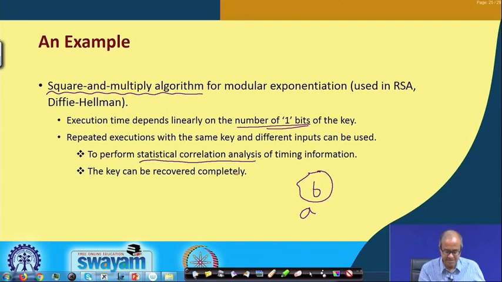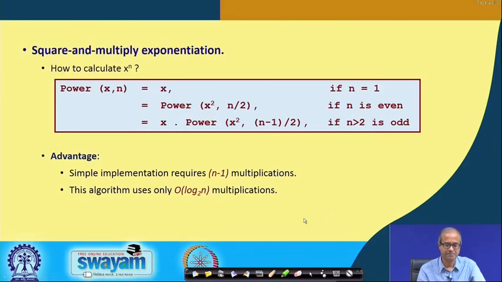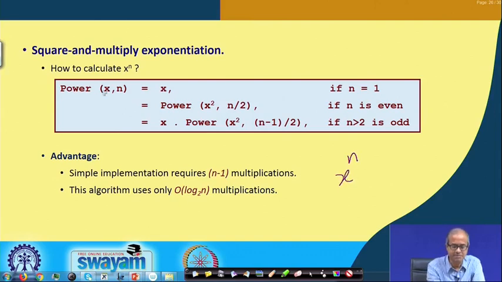Okay. Let us try to understand how it works without going into too much mathematical detail. The square and multiply algorithm works like this. So, I am stating the algorithm here, and I shall be explaining with the help of an example in the next slide. Just remember this slide here. Power x n means I am trying to compute x to the power n. So, I am writing it like this, power as a function of x and n.